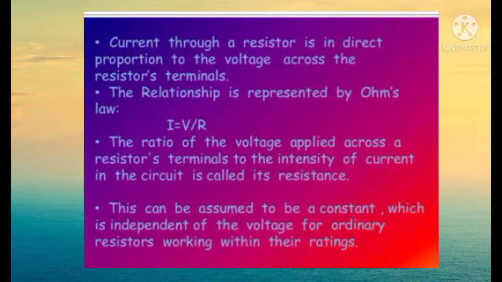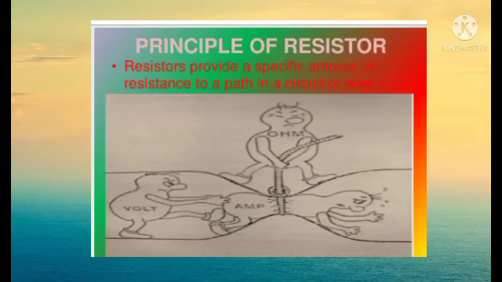Basically, what is a resistor? A resistor opposes the flow of current. It restricts the current flowing through the circuit. The figure shows the principal working of a resistor. A resistor provides a specific amount of resistance to a path in a circuit or wire.